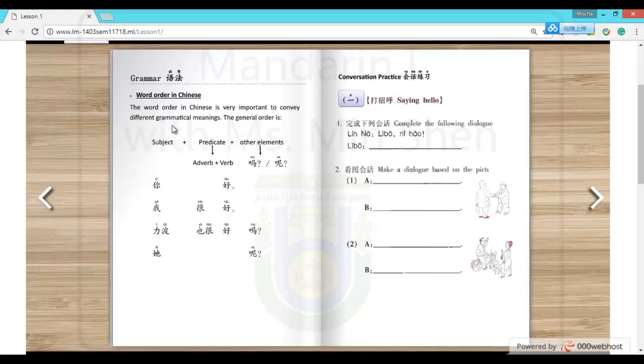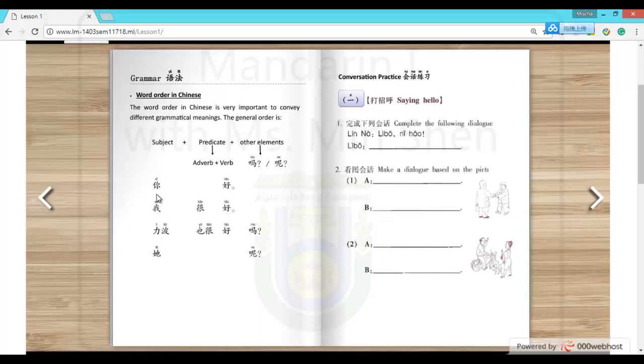In a normal sentence or in a very basic sentence, everything starts from the subject, and after the subject is the predicate. Predicate is the section that tells us what happens to the subject. And normally at the end of the sentence, there will be other elements. So we'll look at some examples.